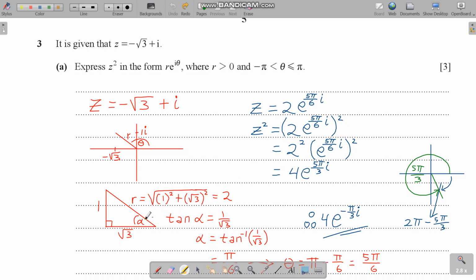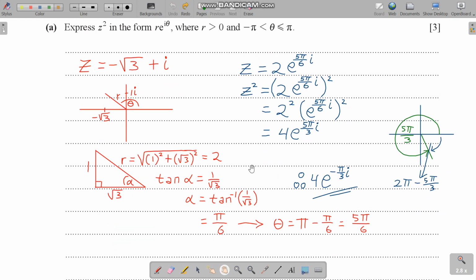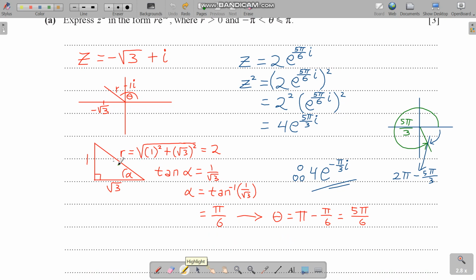And to find this angle alpha, we can use trigonometry. If we use tangent, tangent alpha is opposite over adjacent. Use inverse tangent of 1 over root 3, and with a calculator we get pi over 6. We have to use radians. Now alpha is this angle. The argument is always measured from the positive real axis, so this is the theta.